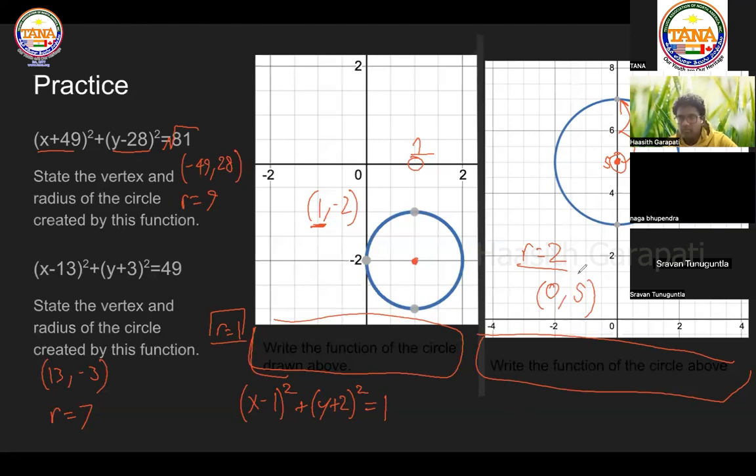In this case, since the x coordinate for the origin is going to be 0, we just write x squared plus y minus 5 squared is equal to 4, because 2 to the power of 2, or 2 squared, is equal to 4. All right, are there any questions? Doesn't seem like it, so let's move on.